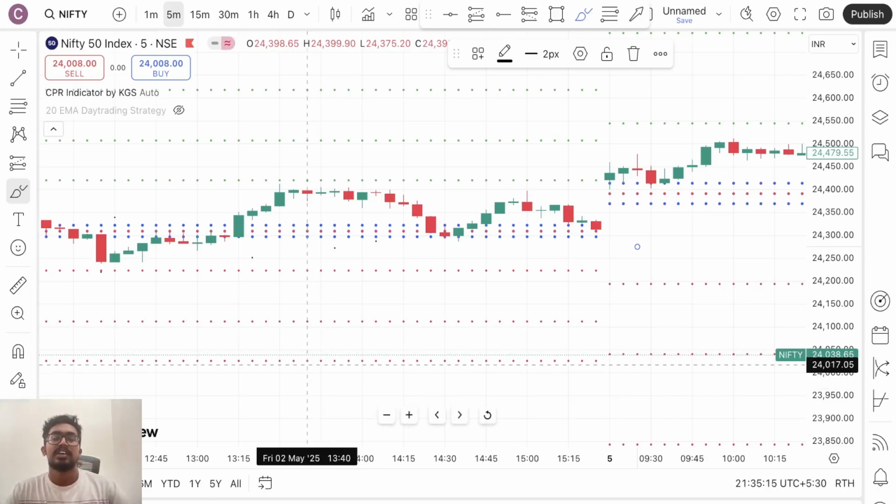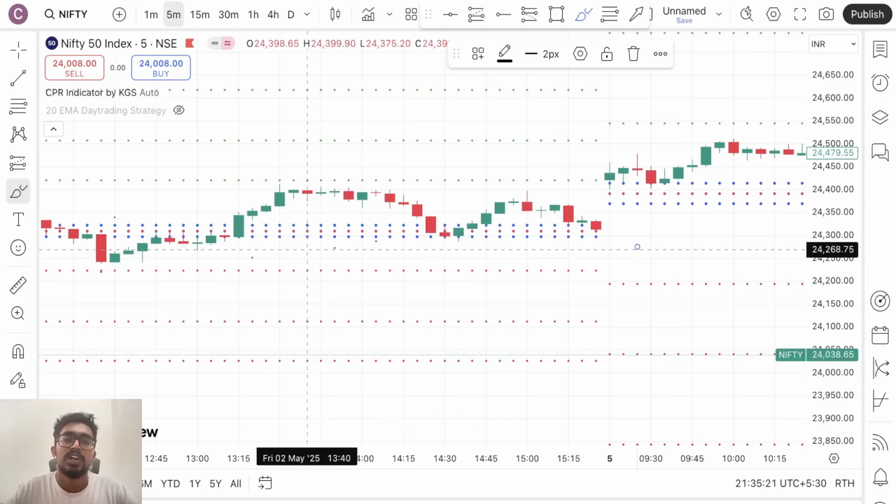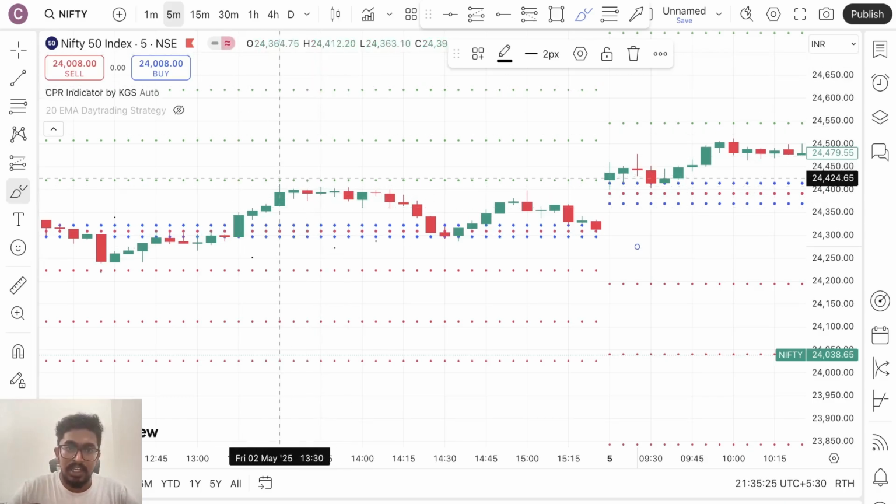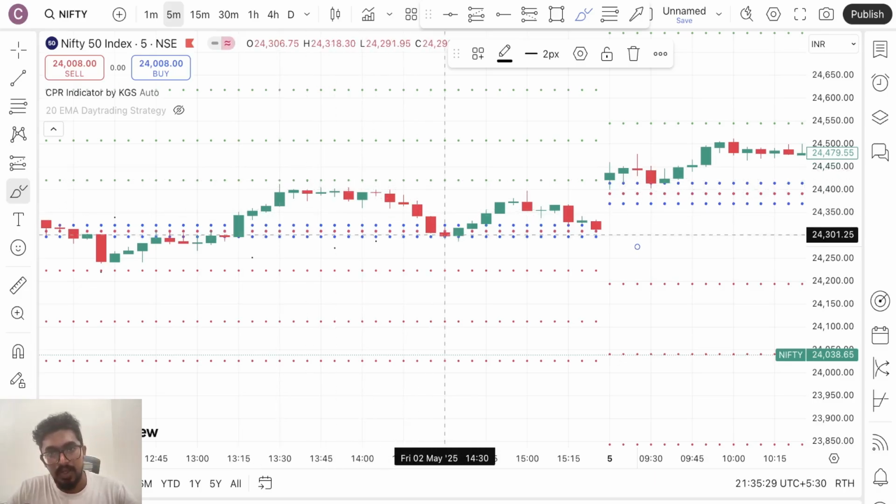This indicator gives you a more compact view, and you can easily find out where it's taking a support and where it's taking the resistance, and you can easily make a trade, and you can make a good profit in this.